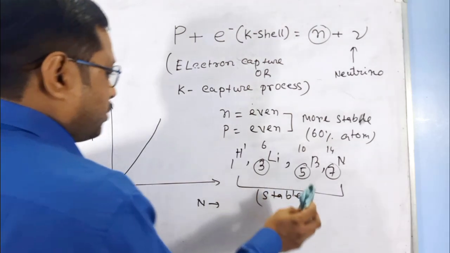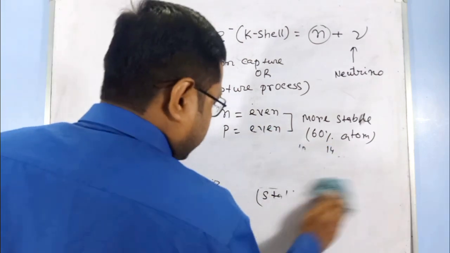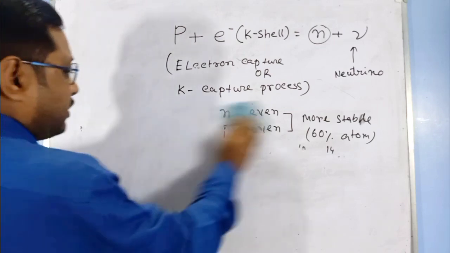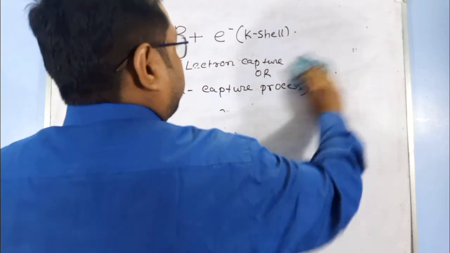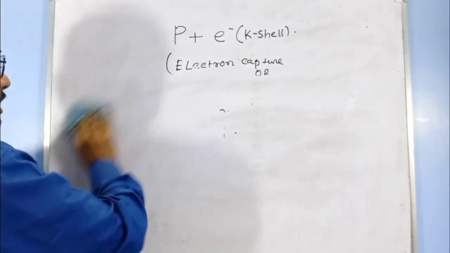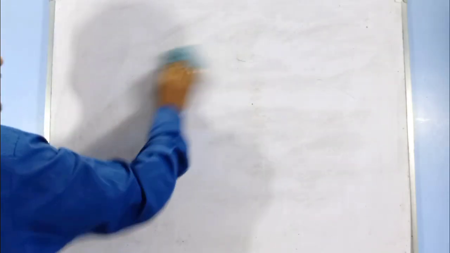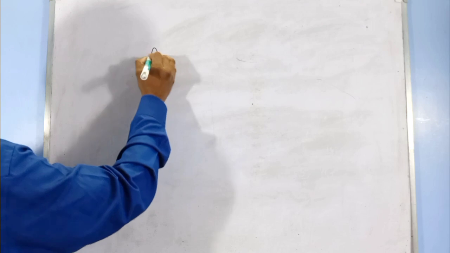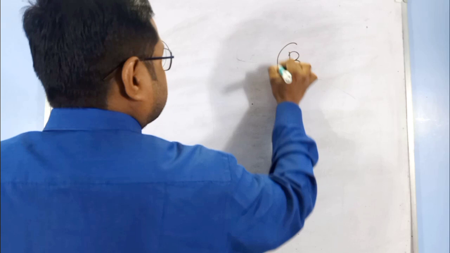So we now know the reasons for the stability and instability factors. Now we go to what happens if the nucleus becomes unstable. When a nucleus becomes unstable, it spontaneously transforms into a new nucleus. Suppose nucleus A is unstable, then it transforms into another new nucleus, nucleus B.